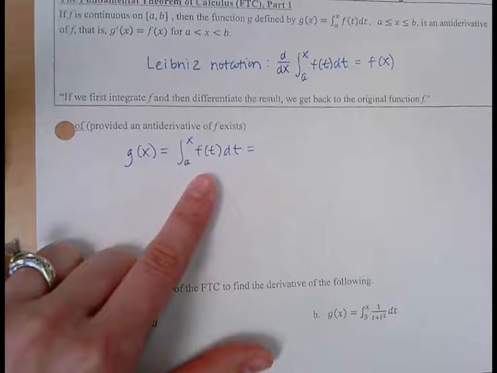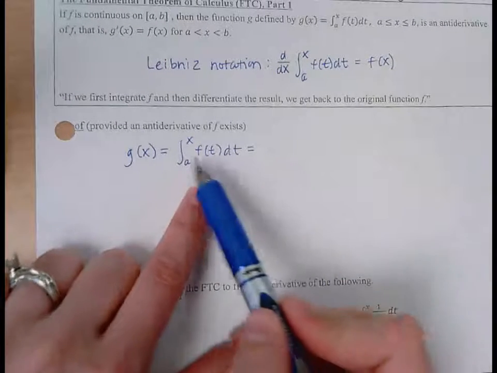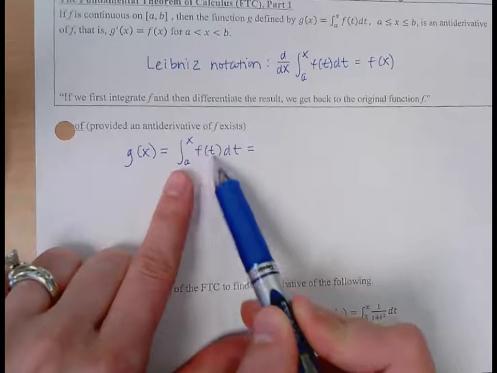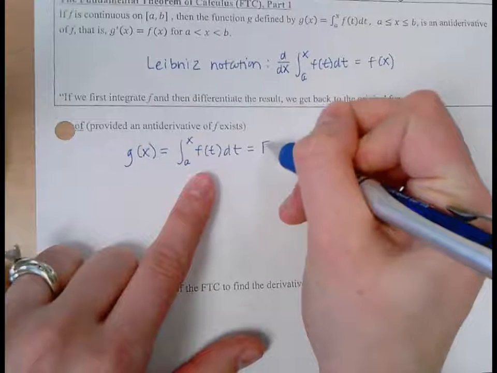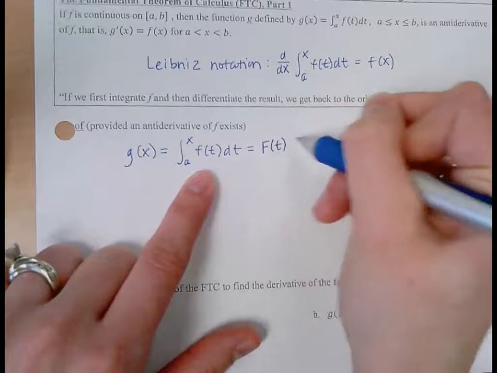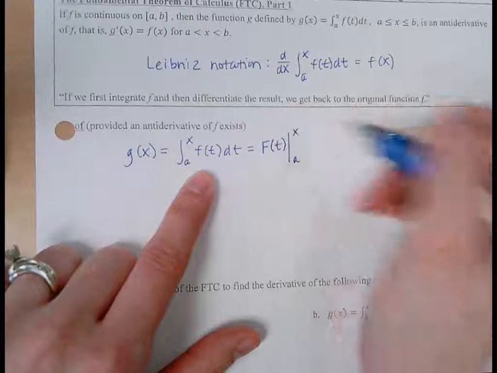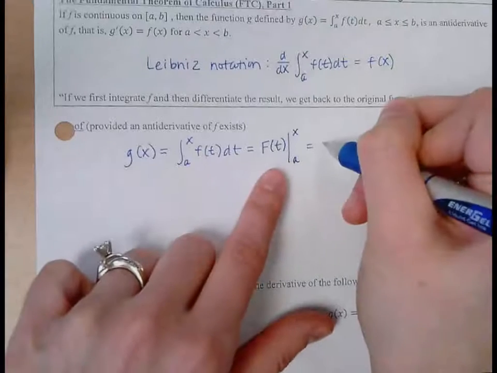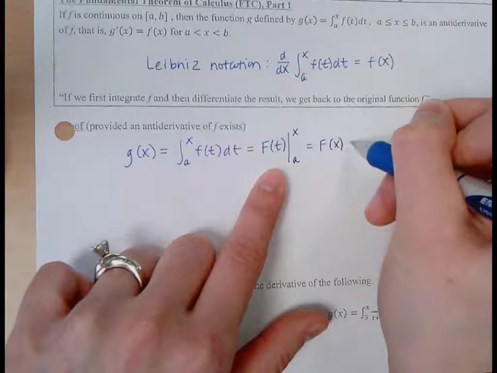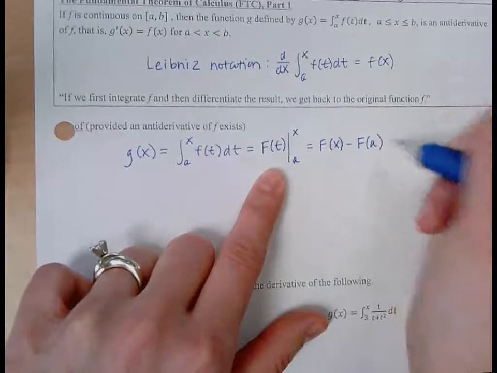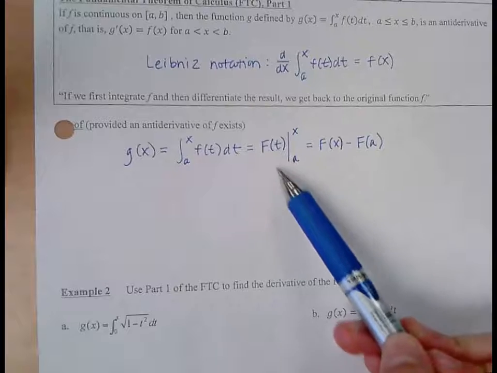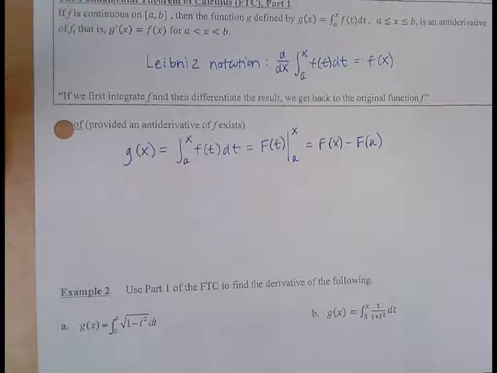What we had just done above with a specific example was we said to find g of x, we are finding the antiderivative of little f, which we could call big F, of t, and evaluating it from a to x. And this then is equal to capital F of x minus capital F of a. So evaluating it at x minus evaluating it at a. So that's a general form of g of x.